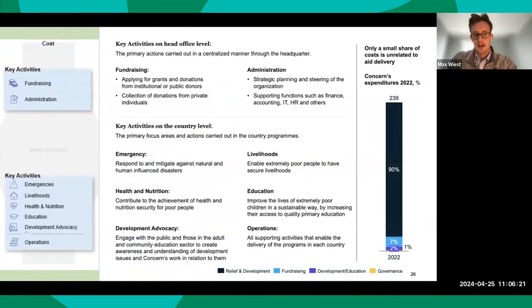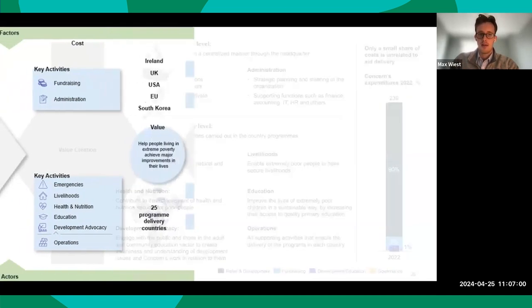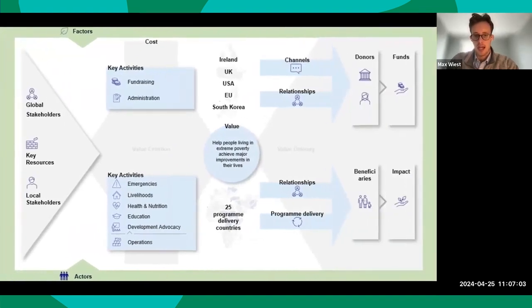And coming to the other part of the value creation side of the business model, we have identified the key activities here and split it again into the head office level and the country level. On the head office level, the key activities that the organization has to perform for value creation are fundraising and administration. And on the country level, the key activities are its programs such as emergency, livelihoods, or health and nutrition. And all of these are enabled by the operations that we looked into in our first work stream a bit more. And with these fields in mind, we can then come to the actual value delivery.